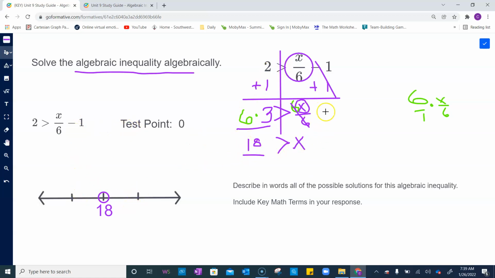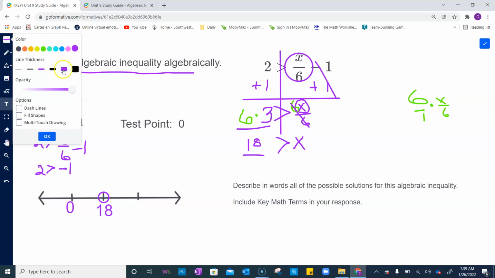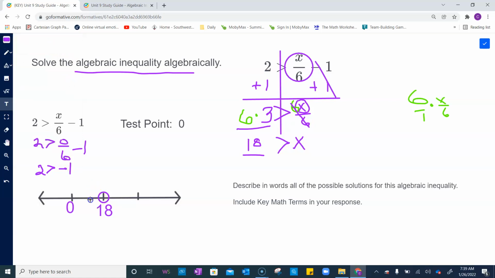Looking at this, you might have a mistake here, and if you use this inequality, you're going to graph the entire thing incorrectly. We use this, you might get the shading correct. So it's 2 is greater than x over 6 minus 1. I'm going to plug 0 in for x. 2 is greater than 0 over 6 minus 1. And when you simplify that, you get 2 is greater than negative 1. And that is a true statement. And 0 is over here to the left of 18 on a number line. That's its position. So since 0 made the inequality true, I'm going to shade over in that direction.